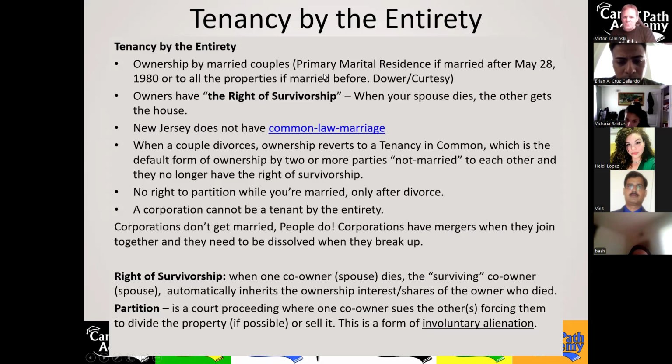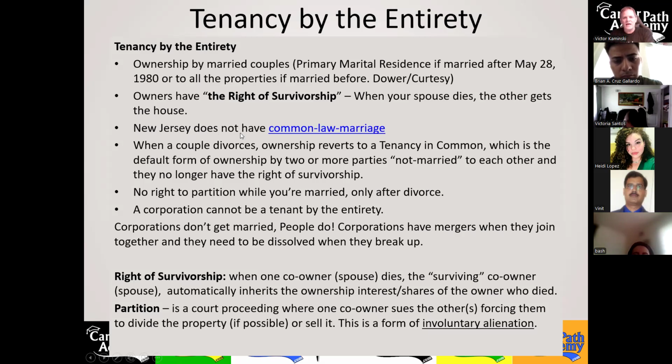If you're married after May 28, 1980, and you had no prenuptial agreements or anything other than that, we're just going by the dower and courtesy rights. After May 28, 1980, you have no more dower and courtesy rights just for the primary marital residence. Your spouse gets the primary marital residence, and if only one spouse was listed as the owner of another property, they could leave that property to someone else. It doesn't need to be their spouse if they were married after May 28, 1980.